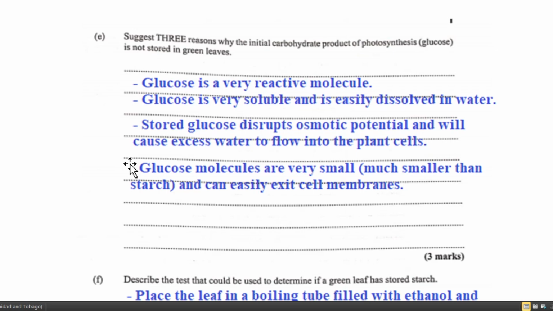And remember, the cell membranes are partially permeable. They want molecules that could be stored as large starch grains that would not be able to leave through the gaps in the cell membrane. So also stored glucose disrupts osmotic potential and will cause excess water to flow into the plant cells. Basically, you'll have a very low water potential inside the cells, excess solute basically, and that would cause more and more water to flow in. Right, so you don't want that to happen. So these 3 explained very basically should give you 3 marks.